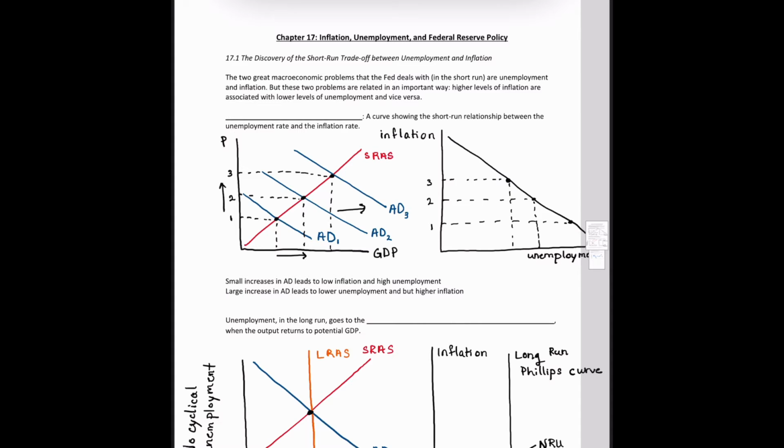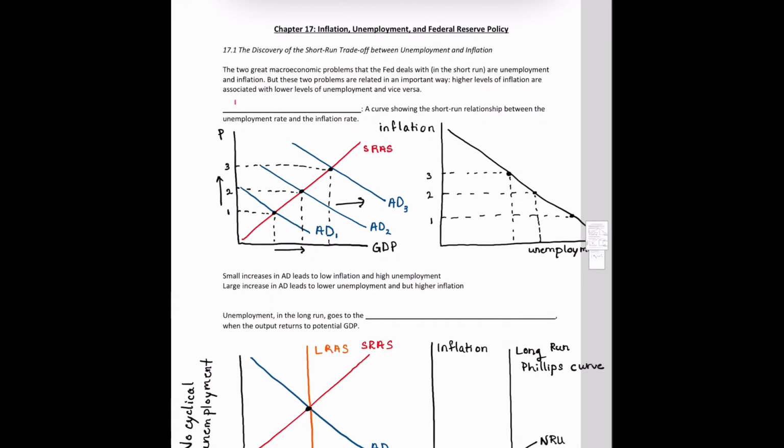What the Phillips curve does is it somewhat models the short-run relationship between unemployment rate and the inflation rate. So we're going to go ahead and write out that this is the Phillips curve here. And again, here you see short-run relationship, unemployment rate, inflation rate.